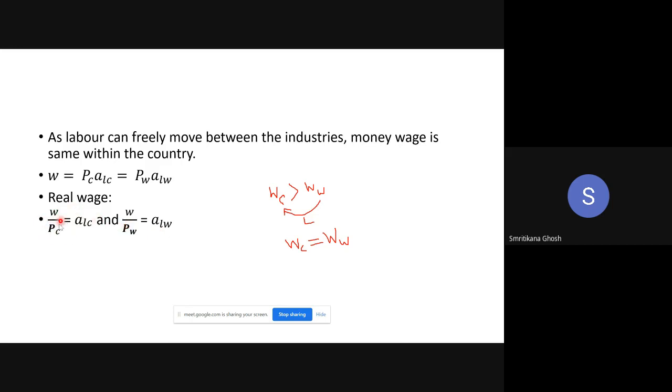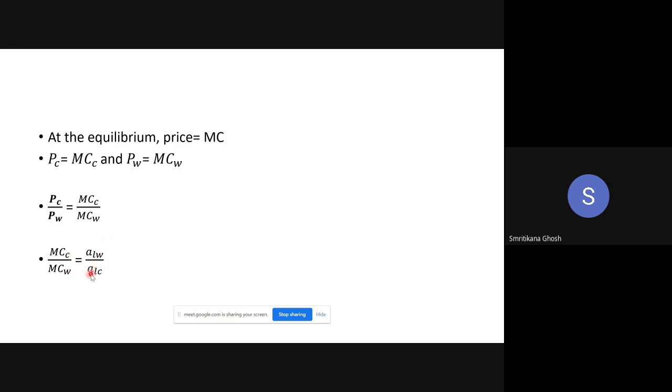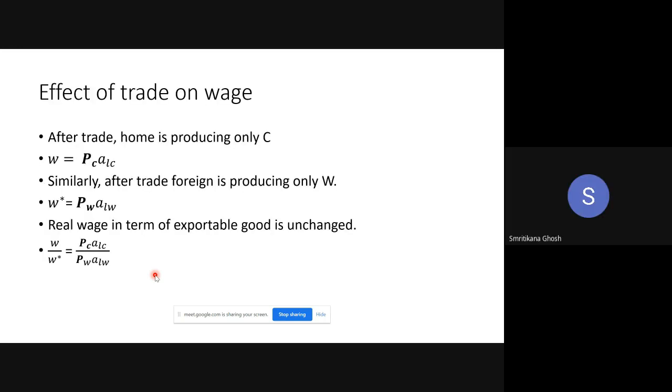PC by PW, PC is what? W by ALC, and PW is W by ALW. So PC by PW will be ALW by ALC. Okay. So what is the conclusion? The conclusion is MCC by MCW is equal to ALW by ALC. I am replacing PC by PW with ALW by ALC. Up to this point, is it okay? The wage is not coming yet. It will come. Yes, ma'am, clear.